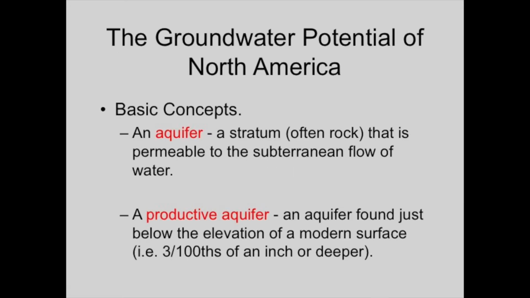Now let's look at some of the basic concepts that we associate with water resources and the groundwater table. First, let's look at what an aquifer is. In this case, an aquifer is a rock layer within a landscape that is permeable to groundwater flow. There are different kinds of aquifers. A productive aquifer is something that is associated with the ability to yield fresh water at depths just below modern surface levels. So it's a very shallow expression of an aquifer. As you can imagine, productive aquifers are highly susceptible to contamination due to their shallow depths.